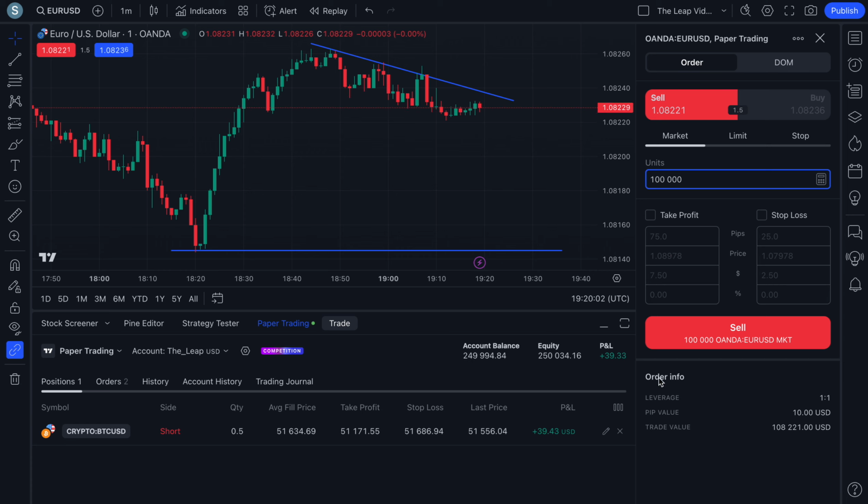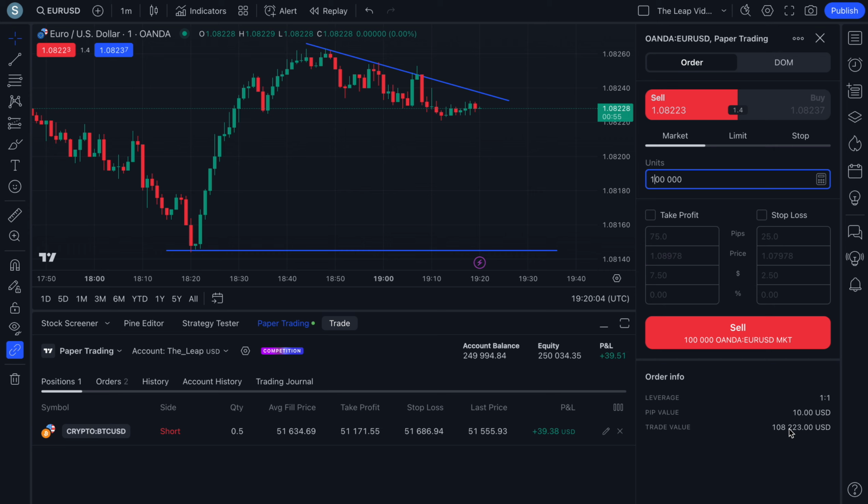So you want to pay close attention to your order info at the bottom of the trading panel to know exactly what your limits are for each trade. In addition, this has 108,000. So let's go ahead and try to market order sell this.